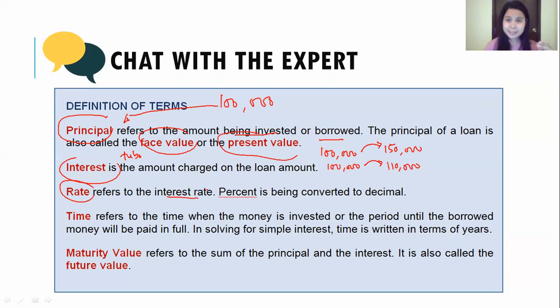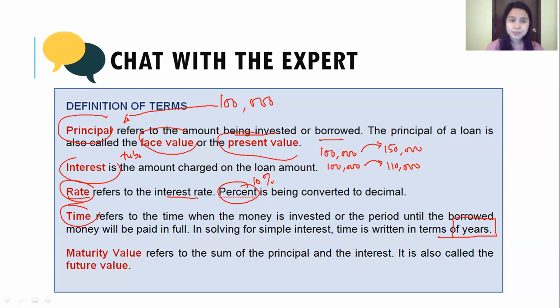The rate refers to the interest rate. How many percent is the tubo? So for example, let's go to Bank A. For Bank A, the increase will be by 10%. So that 10% refers to your rate. The full name is interest rate, but we can just call it rate. The next, time. How long will you invest or will you borrow the money? That is the time. In simple interest, remember that we need to write the time in terms of years.